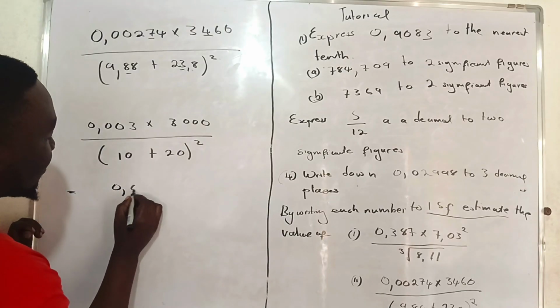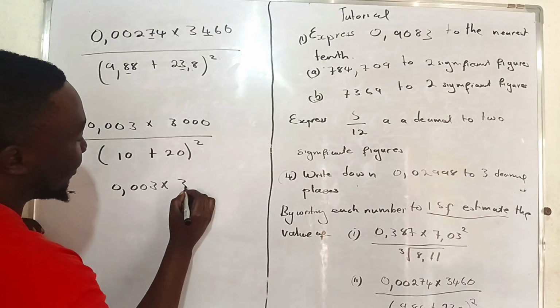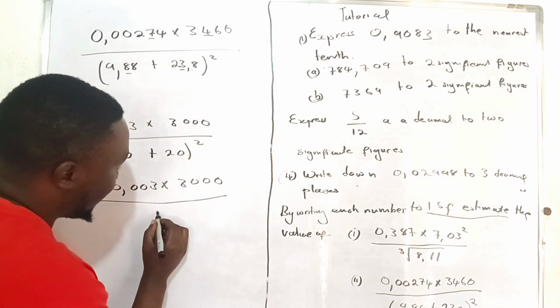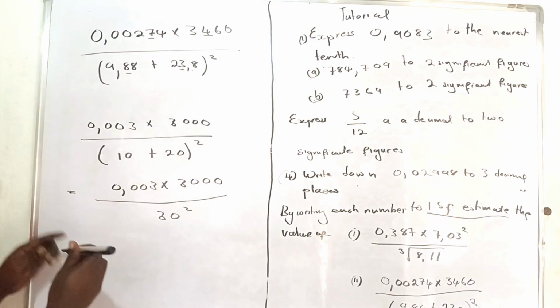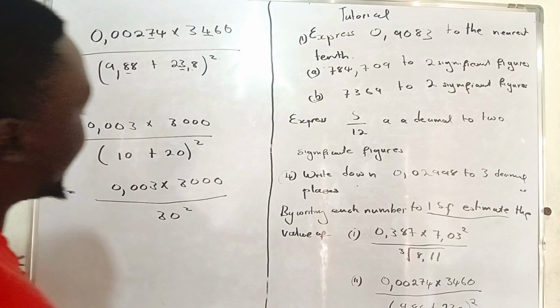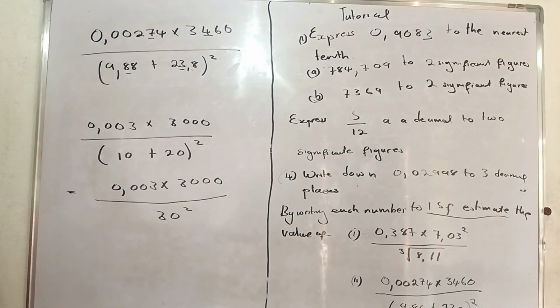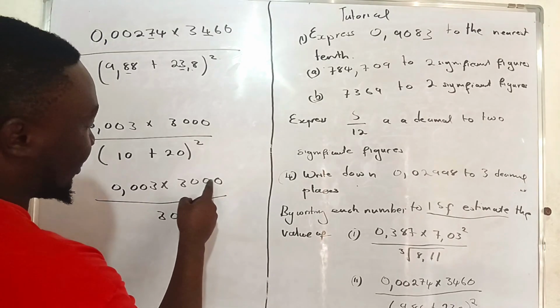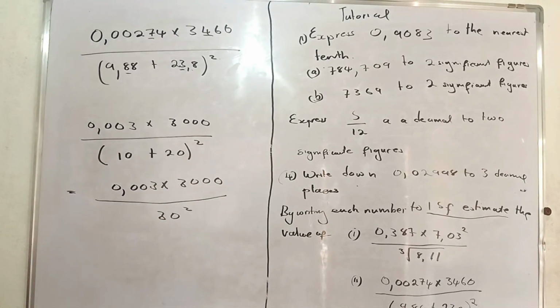So you move on. You're going to have 0.003 multiplied by 3000, all divided by 30 squared. If you don't want to waste a lot of time calculating all of this, you see there are 3 zeros here and there are 3 zeros here. So obviously, if you multiply this and this one, it's going to result in 9, which is just 3 times 3.